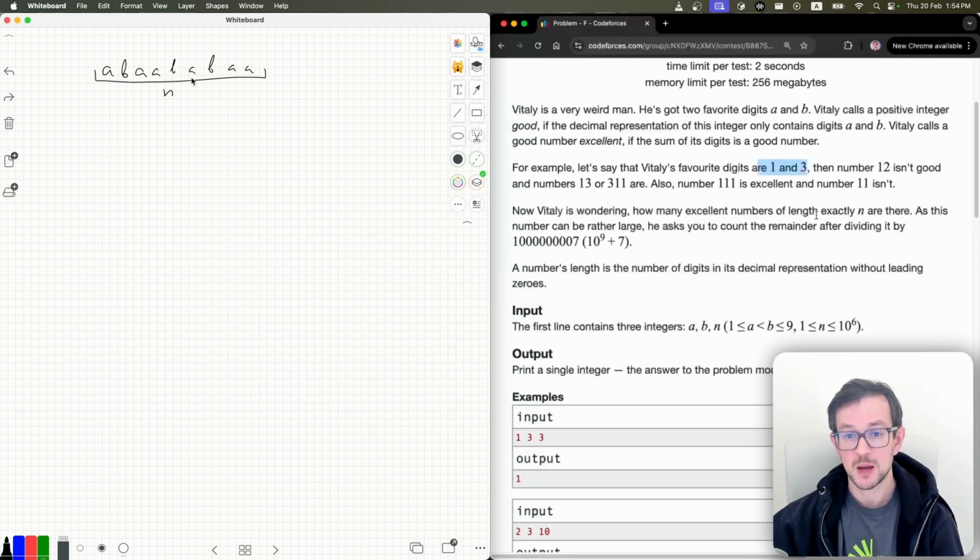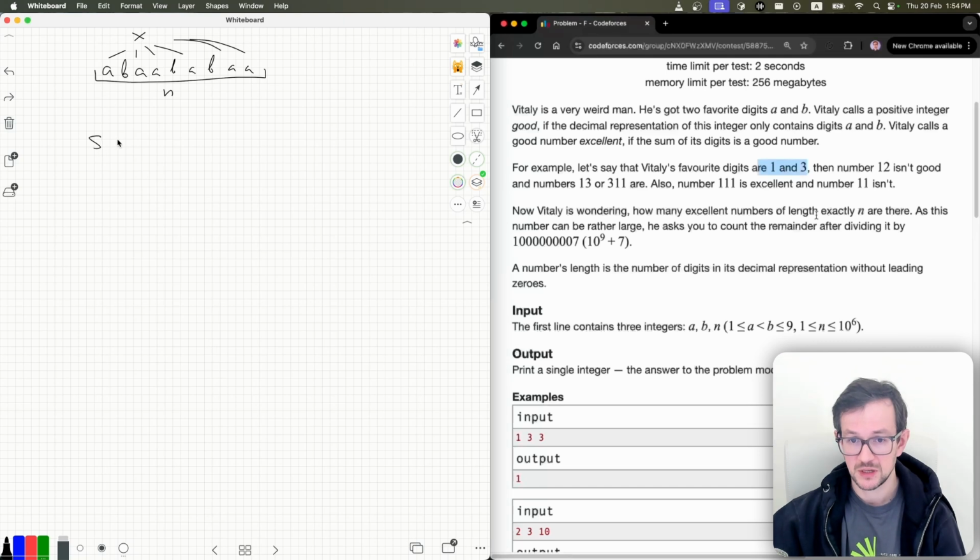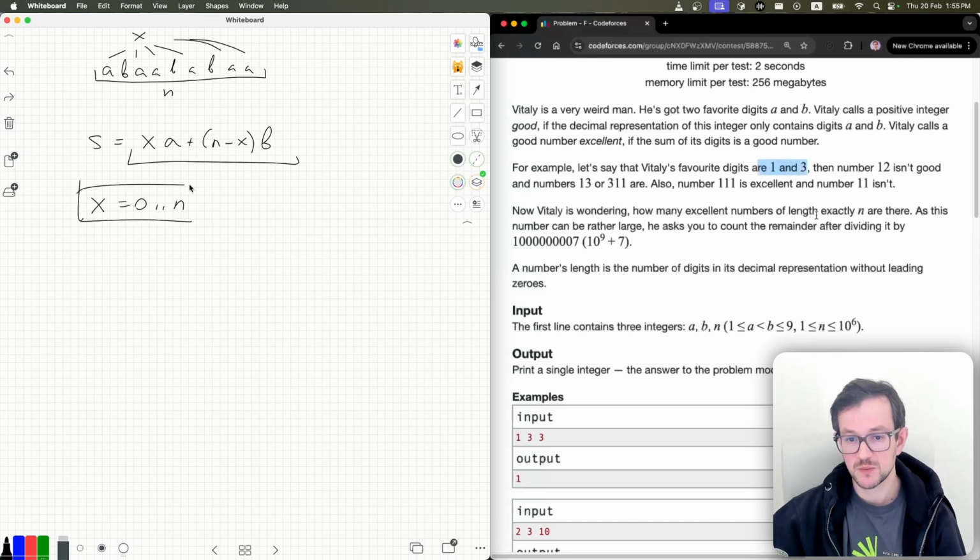What is the sum of these digits? The sum of these digits does not depend on the order of these digits. So you have some number of digits a, let's say x. So the sum of these digits will be x multiplied by a plus (n minus x) multiplied by b. And it doesn't depend on the order of these digits. So what I can do is iterate. x can be from 0 to n, and I can just brute force all possible values of x because n is small.